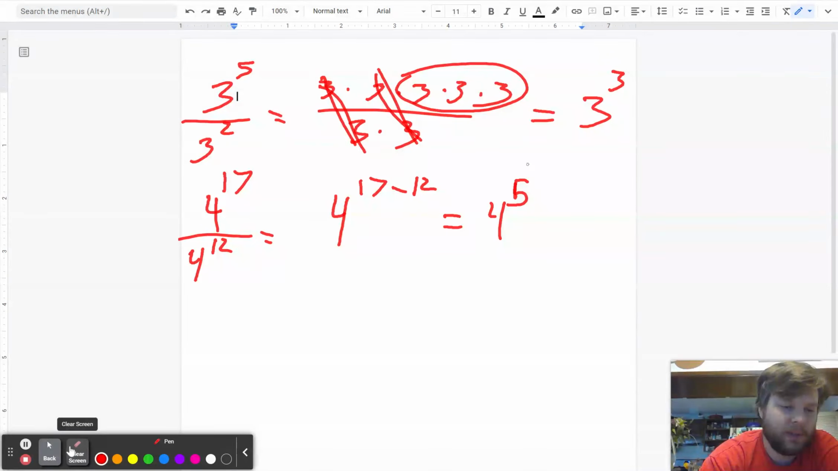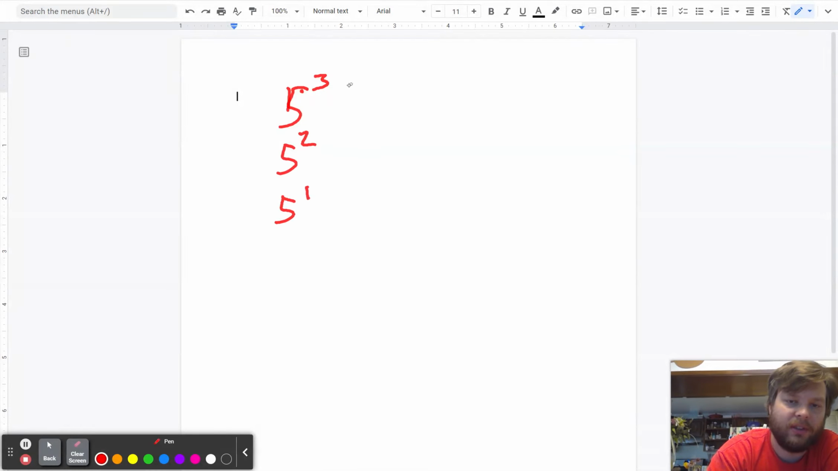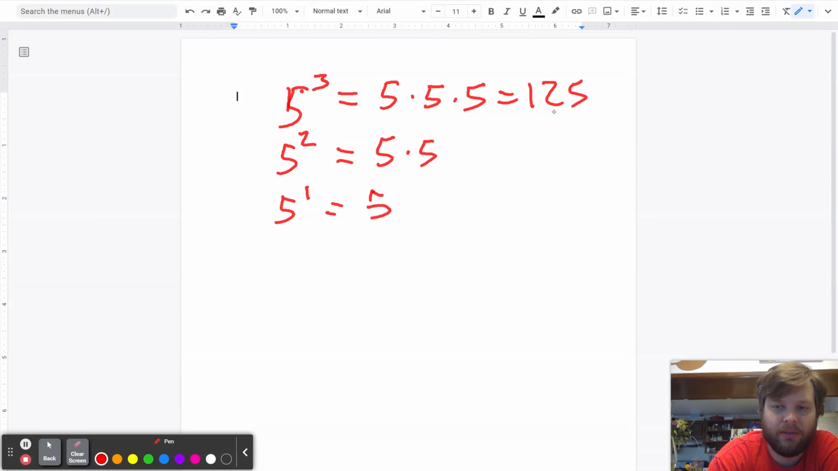One of the weird ones that is tricky for people sometimes is the idea of a zero exponent or a negative exponent. Let's look at a zero exponent first. One way to think about this is just to look at patterns. So let's look at 5 to the third, 5 squared, 5 to the first. So 5 to the third just means 5 times 5 times 5. This just means 5 times 5. This just means 5. Turns out that this is equal to 125. Turns out that this is equal to 25.